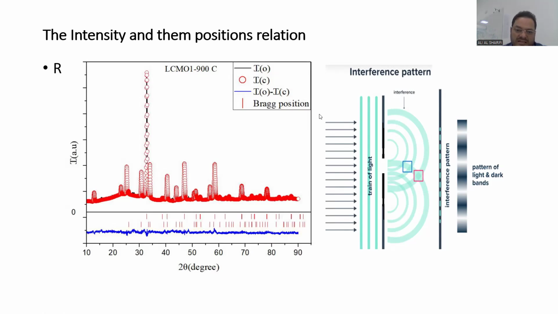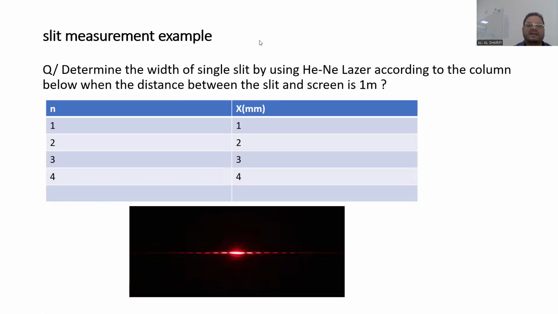Here is this curve from my MSc thesis, but I used X-ray diffraction, the same idea but with a different source. Here, the intensity is on the y-axis and its position on the x-axis, using an original program to plot this curve, okay? Now let's come back to our example: determine the width of a single slit, or I can say determine the diameter of a thin wire.